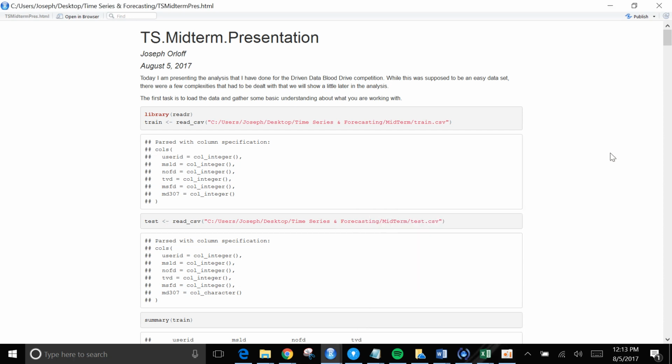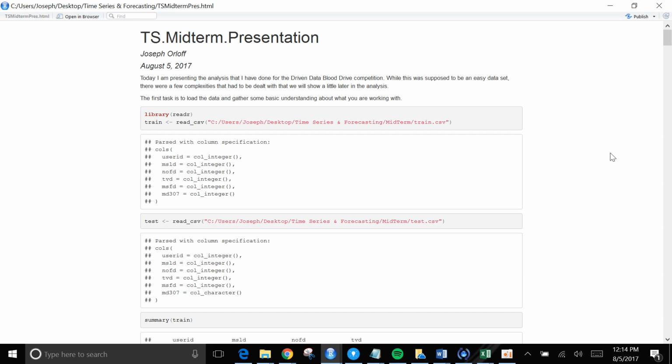Hi, this afternoon I am going to present my time series midterm models that I ran for the DrivenData competition to try and predict the probability of people donating in March of 2007.